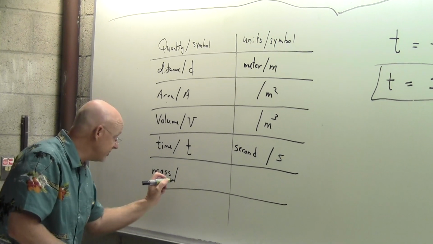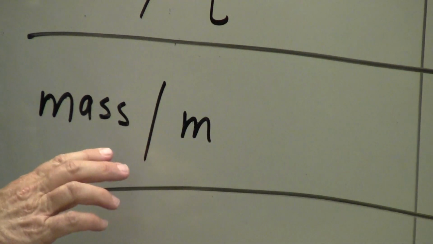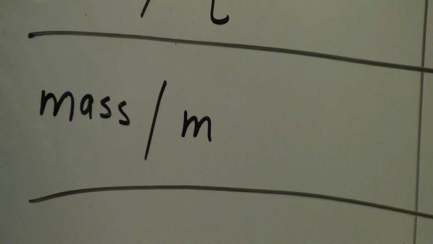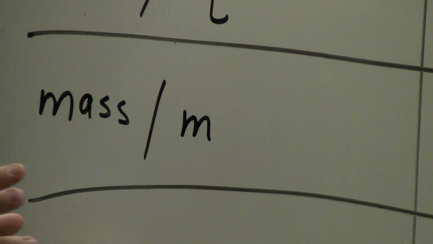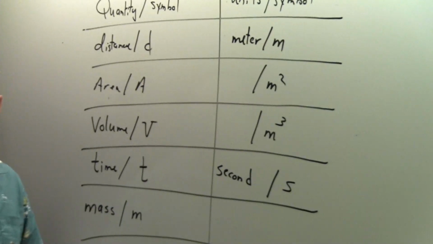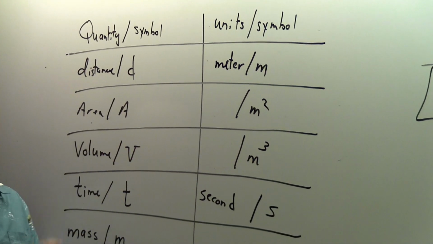So, to some people's surprise, the answer for the symbol for mass is the lowercase m. We are going to use the lowercase m. Hopefully you won't get it confused, because you see how this is in a totally different category? This is a unit, but this is a quantity.